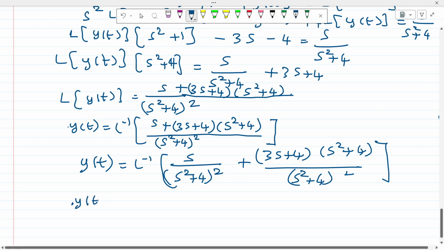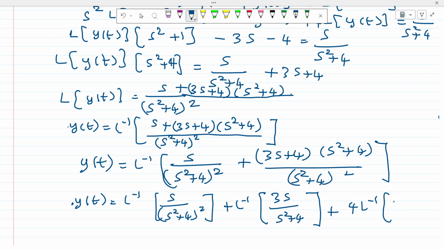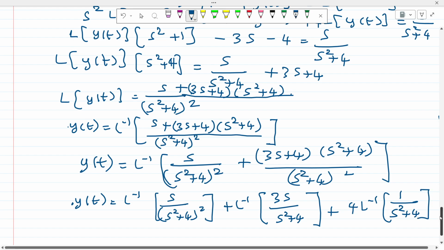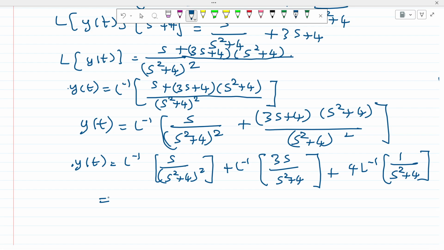So y of t equal to L inverse of s by s square plus 4 whole square plus L inverse of 3s divided by s square plus 4, because s square plus 4 gets cancelled, plus 4 into L inverse of 1 by s square plus 4. Now what is s by s square plus 4 whole square? S by s square plus a square whole square.